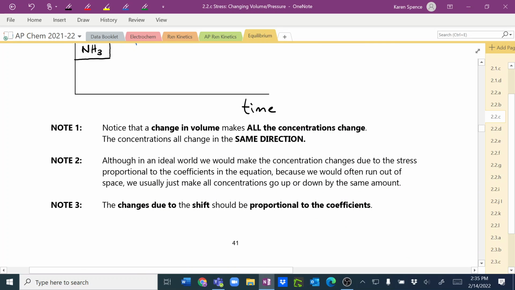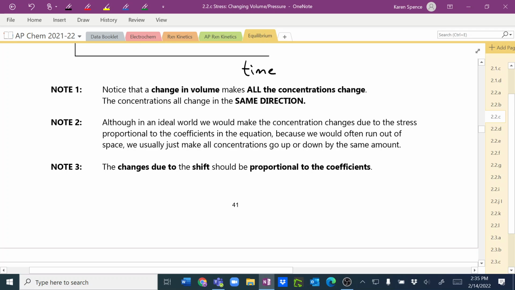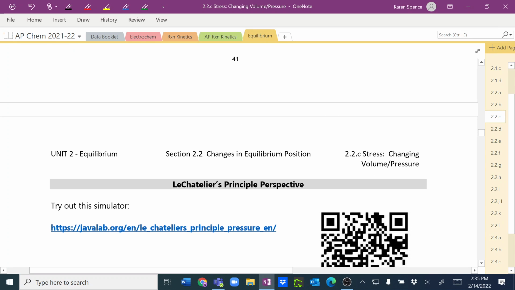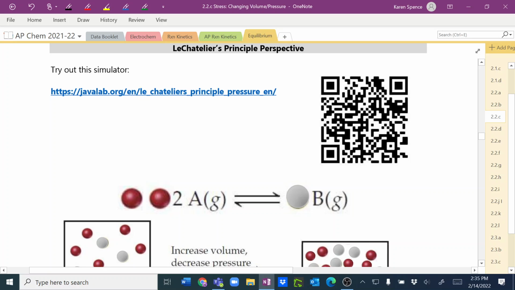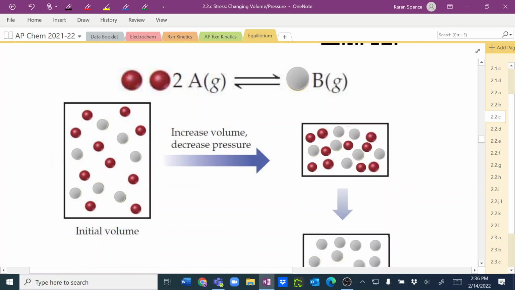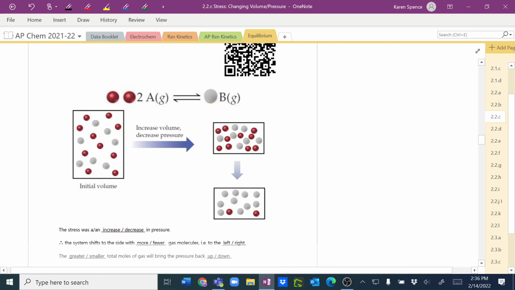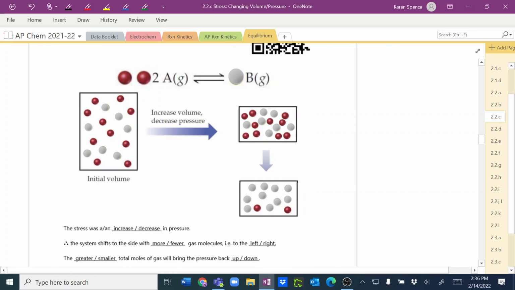Okay. And note 2 is just telling you why. That's just explaining we're not going to double everything because it falls off the graph if you do that. And the changes due to the shift should be proportional to the coefficients. We knew that. Good. Ooh, look, there's a little simulator here. Do we want to try it? Do we care? You can try the simulator at home if you want to. Yes? I'll let you do that because I would have to actually go find the document. So here we go. Here's a little picture.